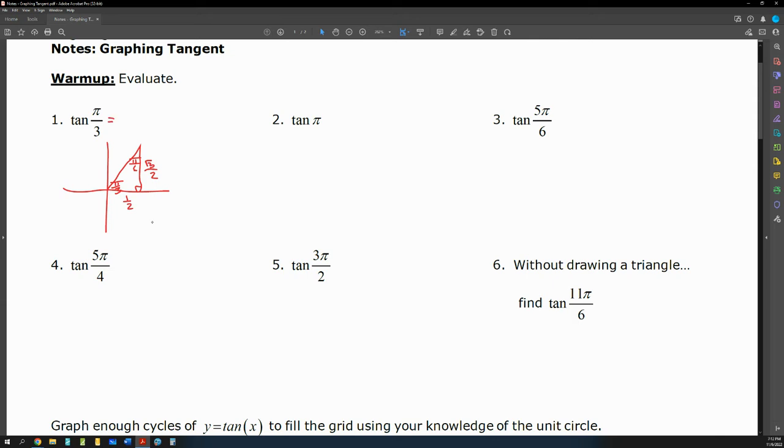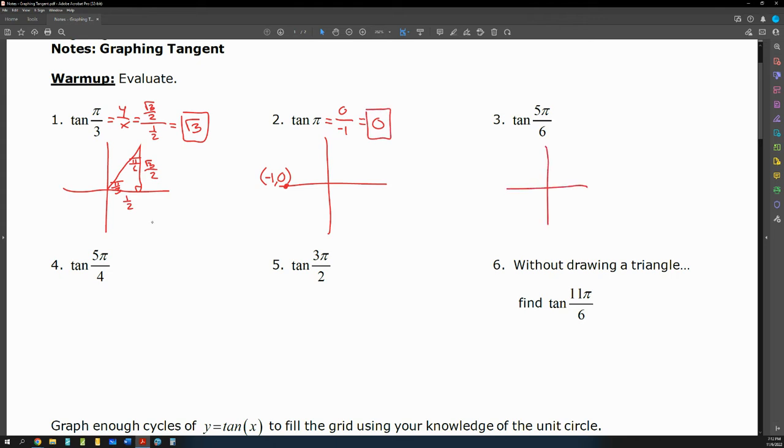The tangent is equal to the ratio of y over x. So this must be equal to the square root of 3 over 2 over 1/2, which is equal to the square root of 3 over 2 divided by 1/2, or times 2 over 1, which is just the square root of 3. The tangent of pi, we'll go ahead and draw this. I know that pi radians is exactly on the negative x-axis, which has coordinates -1, 0. Tangent, again, is the ratio of y over x, so we have 0 over -1, which evaluates to just 0.